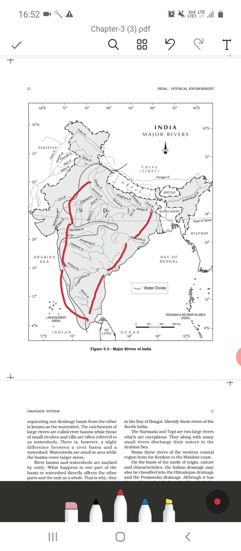By this Garland project, we are trying to divert the water of Himalayan rivers to the peninsular regions so that we can deal with the problem of scarcity of water in peninsular India in summer season, and at the same time we can deal with the problem of abundance of water, overflow of the water in North Indian states. So this is how we are trying to deal with our problem of flood and scarcity of water.